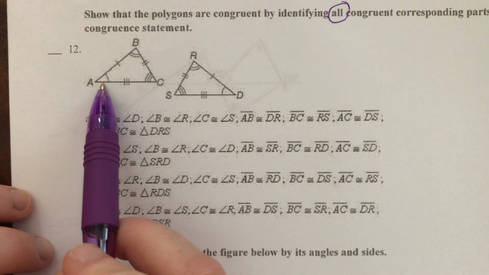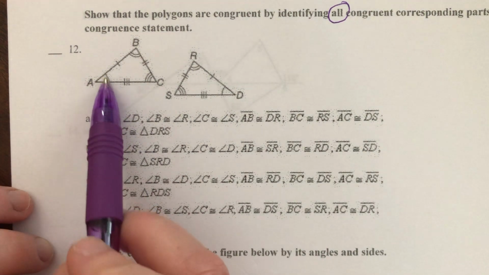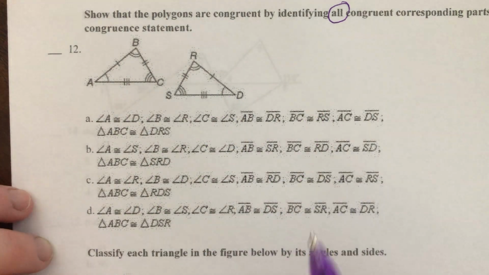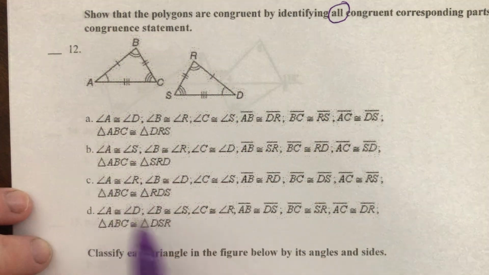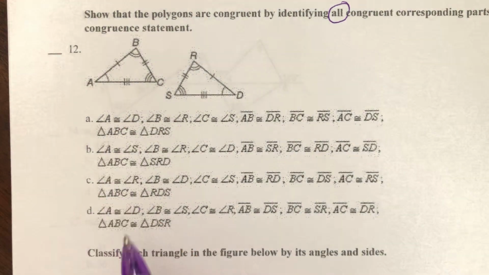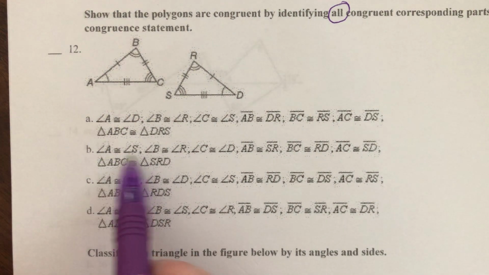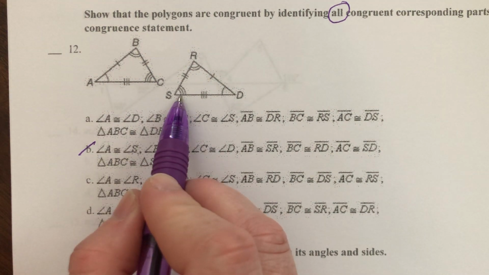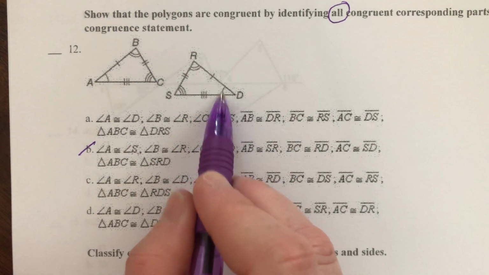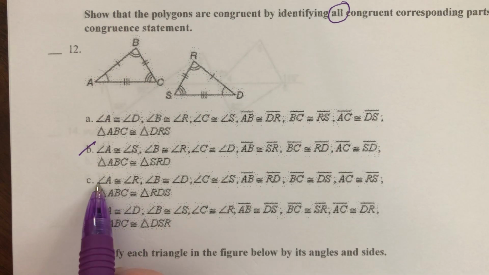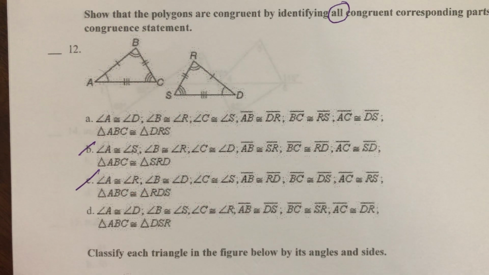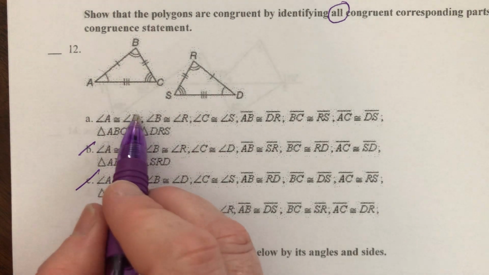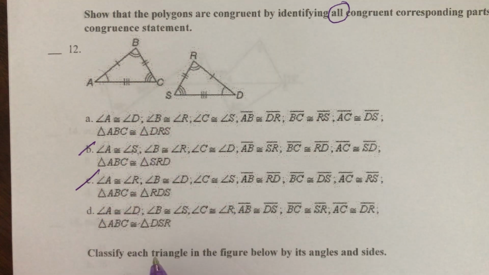So I'm going to start with the angles. Angle A has one little mark. Over here, angle D has one little mark. So if I look in my answers, angle A and angle D, perfect. Angle A and angle, that's already wrong, so I can mark that one out. Angle A is not congruent to angle S. It's only congruent to angle D because they're marked congruent. Angle A and angle R, that one's out. Angle A and angle D. Okay, perfect. So I'm down to these, the top and the bottom, these two.